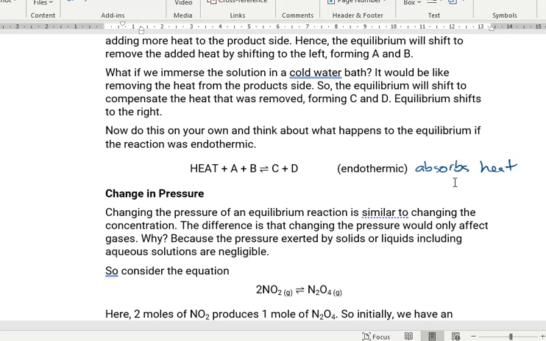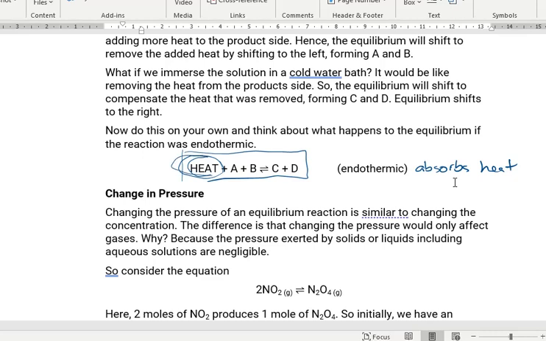So, since it's endothermic, the heat is just like on the side of your reactants, right? That's why it absorbs heat. So, just look at it like that. And so, if you immerse this in a hot water bath, it's like you're adding heat in the reactant side.